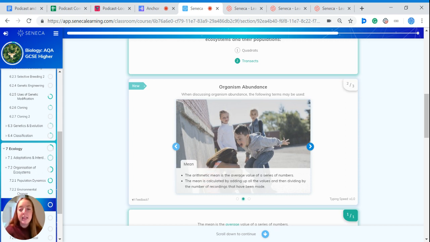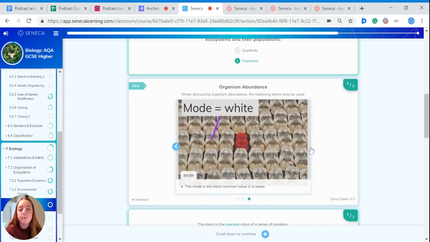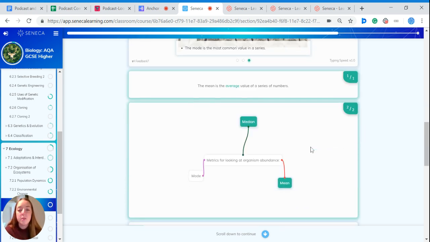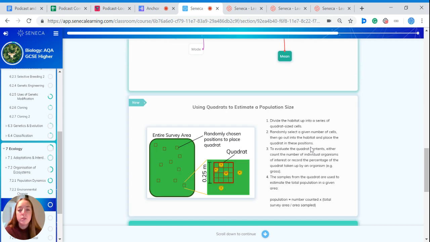The mean is calculated by adding up all of the values and then dividing by the number of recordings that have been made. We also might look at the mode, which is the most common value in a series, or the most fashionable one, if you want to remember it like that. So those are the mean, the median, and the mode.